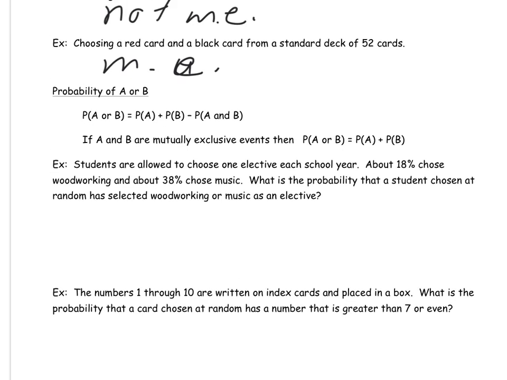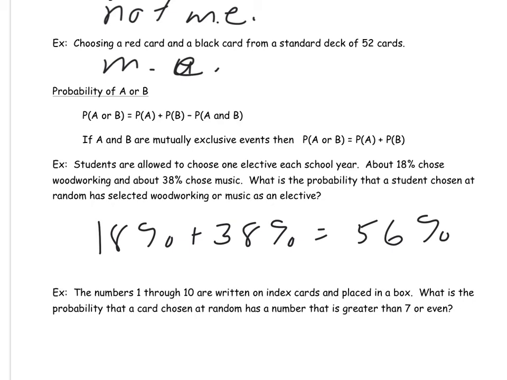So 18% plus 38% equals 56%. So the probability the student chose woodworking or music is 56%.